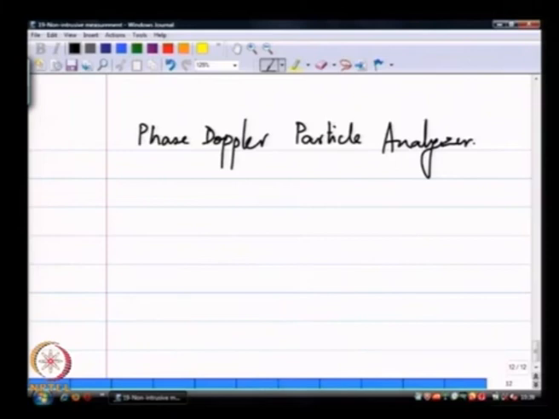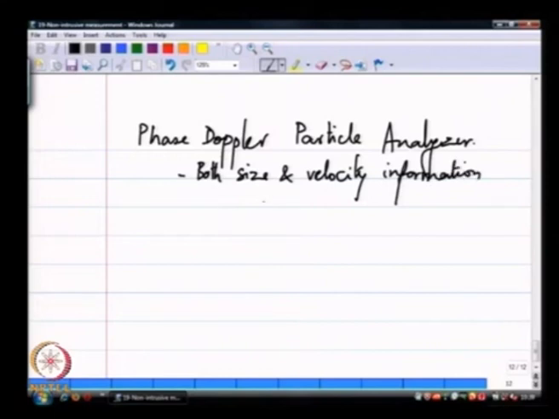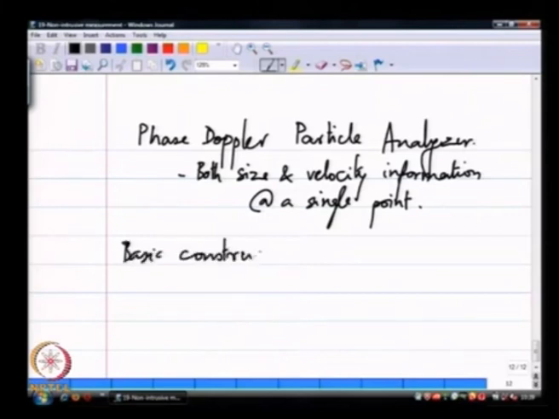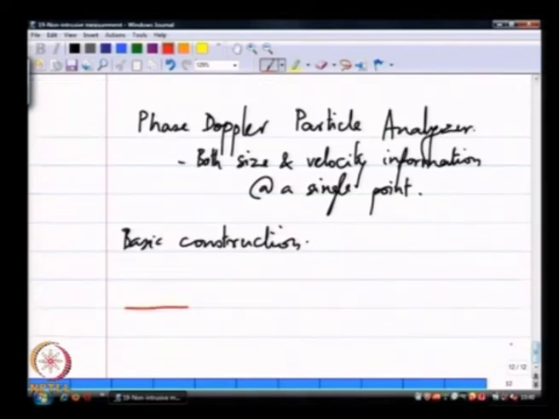A phase Doppler particle analyzer is an instrument that measures both size and velocity information at a single point. Okay, the basic construction is as follows. Take a light beam, a laser, you do require a laser here.